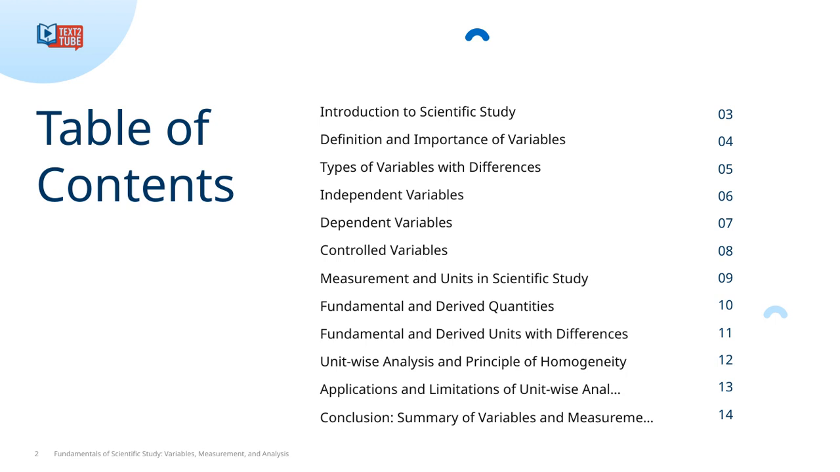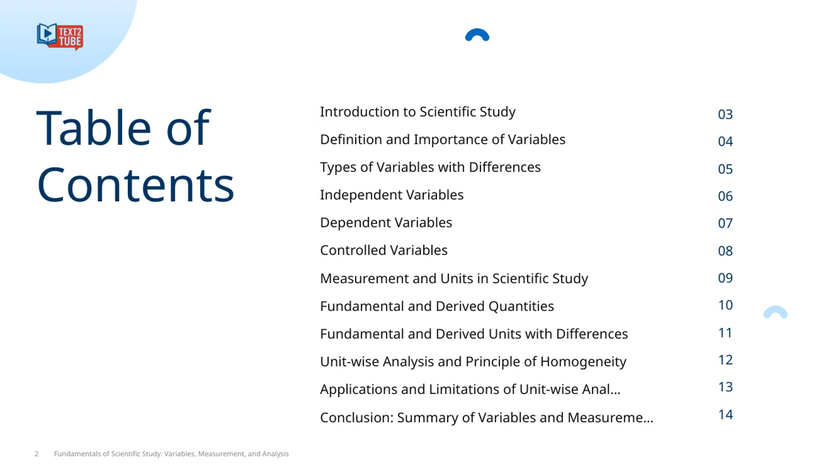There are different types of variables we need to be familiar with. Independent variables are the ones we manipulate or change to see how they affect other factors. Dependent variables are the results or responses that we measure, which depend on the independent variables. Controlled variables, on the other hand, are kept constant to ensure that the experiment remains fair and that the results are due to the factors we're specifically testing.